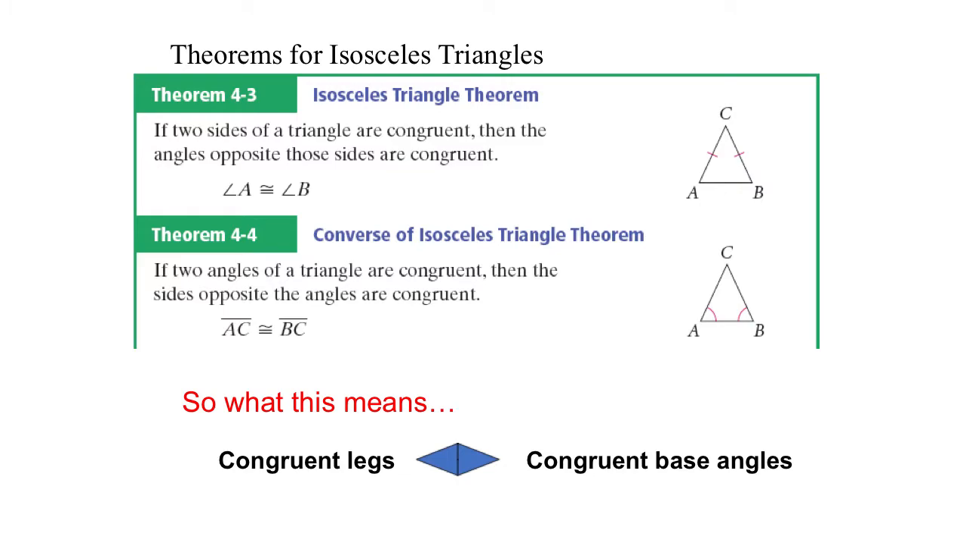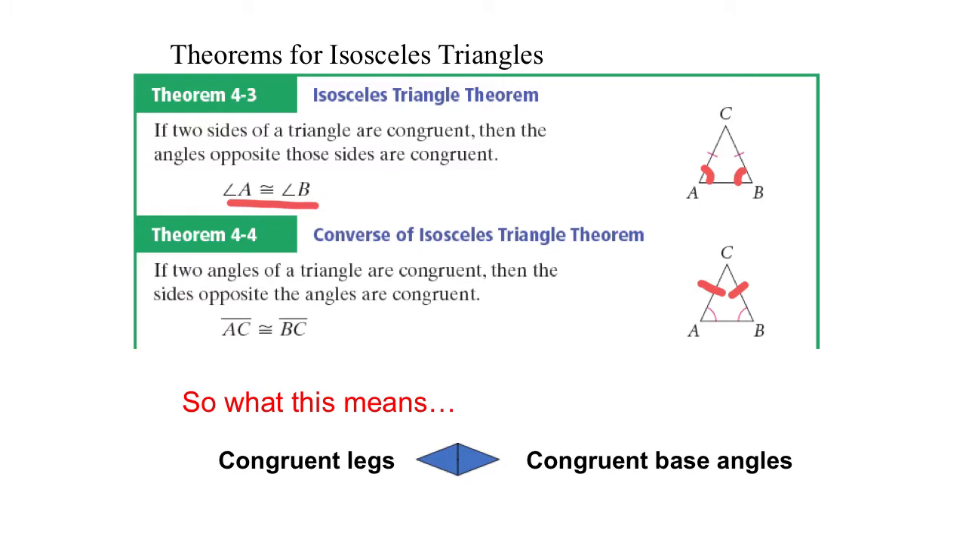Now let's review the theorems of isosceles triangles. The first theorem says that if two sides of a triangle are congruent, then the angles opposite those sides are congruent. So for example, these two legs are congruent, which would mean angle A and angle B are congruent. Or these are the base angles. And similarly, it says if two angles of a triangle are congruent, then the sides opposite those angles are congruent. So since these base angles are congruent, we can conclude that the sides are congruent.